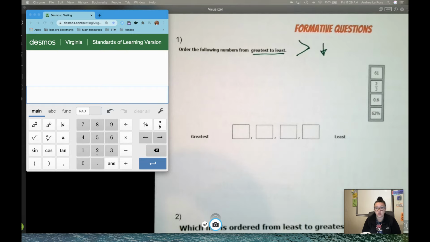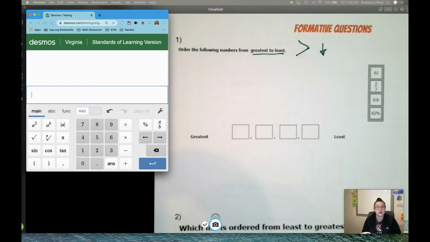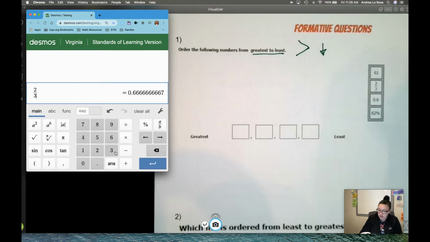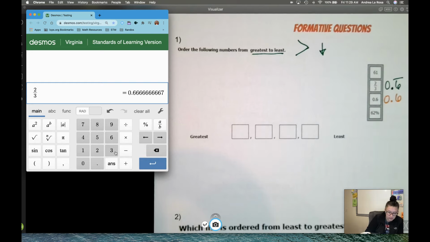2/3 in decimal form. Remember, to turn a fraction into a decimal, you need to divide. So I do 2 divided by 3, and that gives me 0.6 repeating. Below that, we have 0.6. And below that, we have 62%.